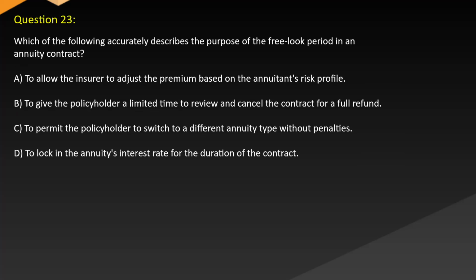Question 23. Which of the following accurately describes the purpose of the free look period in an annuity contract? A. To allow the insurer to adjust the premium based on the annuitant's risk profile. B. To give the policyholder a limited time to review and cancel the contract for a full refund. C. To permit the policyholder to switch to a different annuity type without penalties. D. To lock in the annuity's interest rate for the duration of the contract.